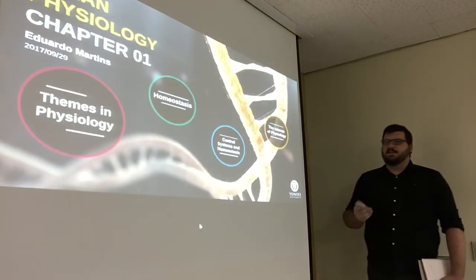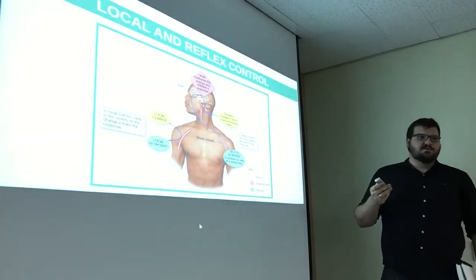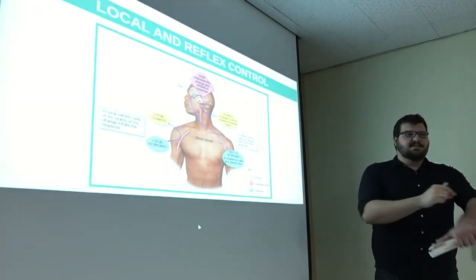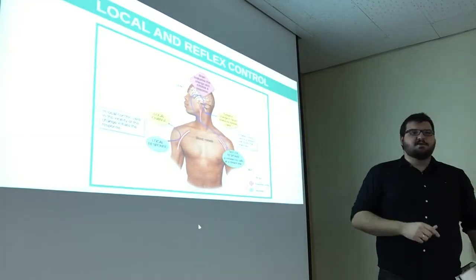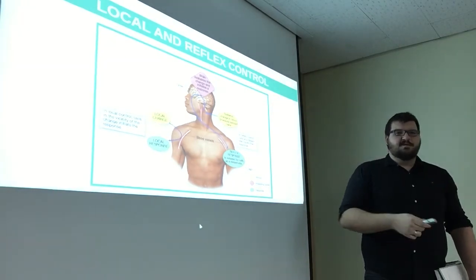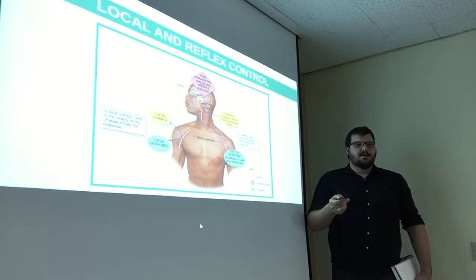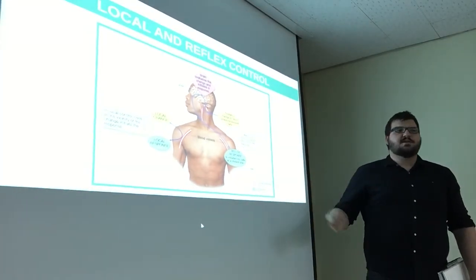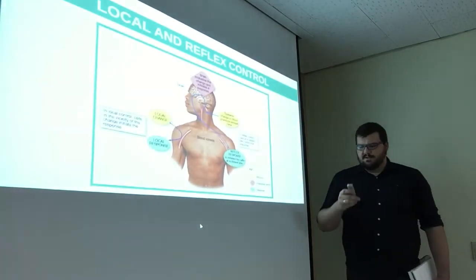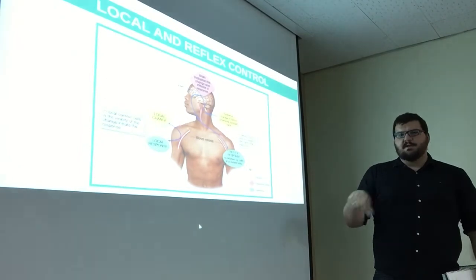So, about control systems and homeostasis, let's check some topics. Local and reflex control. Local control happens, for example, in tissue, only in a specific part of your body. It doesn't need to travel a long distance to solve a problem. For example, if a muscle or tissue is suffering from a lack of oxygen, some chemicals will be released by the neighboring cells and will dilate the vessels. With this, more oxygen will flow in, giving more oxygen to the tissue or muscle. Okay, this is local. It doesn't need long distance.